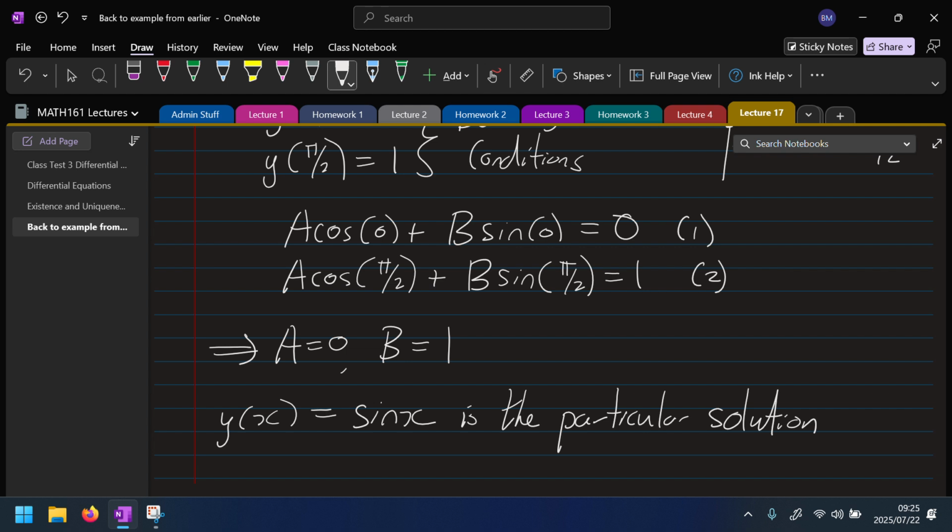All right. Any questions on initial conditions or boundary values? Okay.